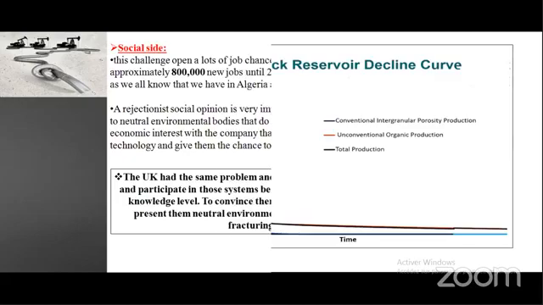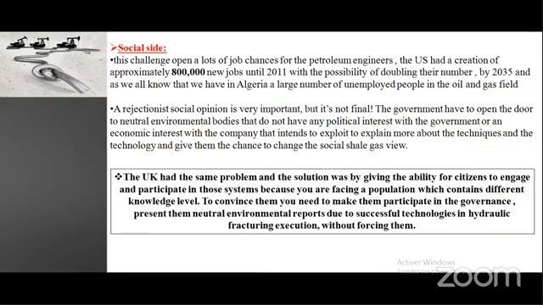The social side: this challenge opened a lot of job chances for petroleum engineers. The US created approximately 800,000 new jobs until 2011, with the possibility of doubling that number by 2035. And as we all know, we have in Algeria a large number of people employed in the oil and gas field. The rejection by social opinion is very important, but it's not final. The government has to open the door to neutral environmental bodies that do not have any political interest with the government or an economic interest with the company that intends to exploit, to explain more about the technique and the technology, to give them the chance to change the social view of shale gas.